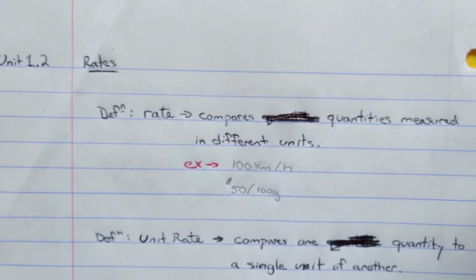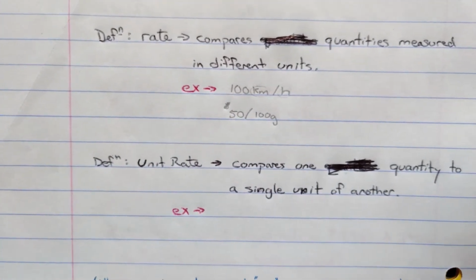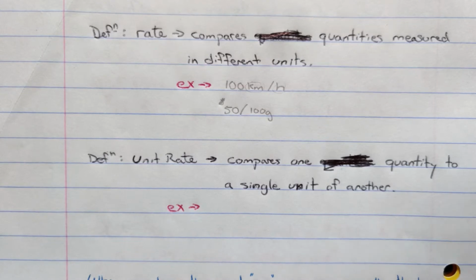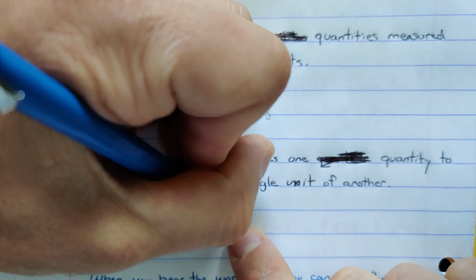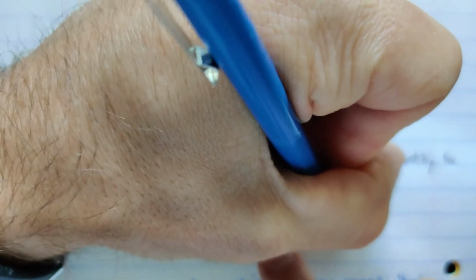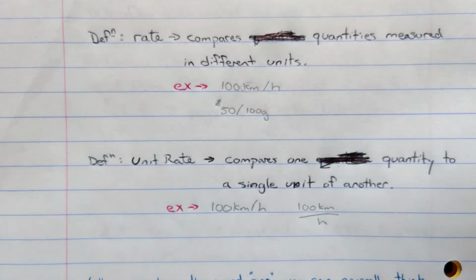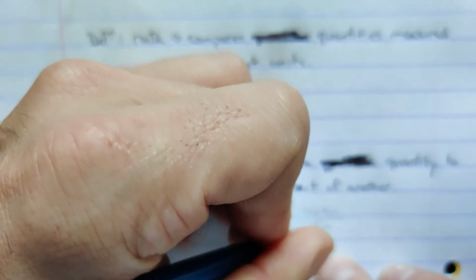Now, a common type of rate is a unit rate that we work with. And that's just when we compare it to a single unit of the other. So 100 kilometers per hour would be an example of that. It's 100 kilometers per 1 hour. This can be written similar to a fraction because it is like a division type of question. So we're comparing to 1 hour. So that's 100 kilometers per 1 hour.